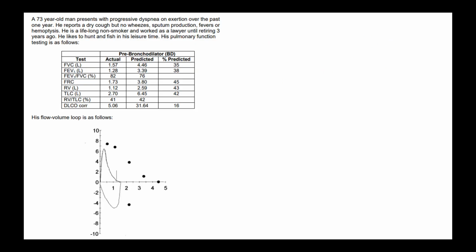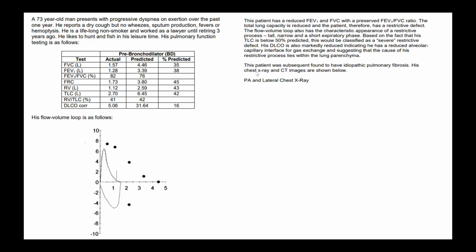Restrictive, sir. Purely restrictive. Or restrictive as well as obstructive, mixed? Because the FVC and FEV1 are reduced, but even though they are reduced, the FEV1/FVC ratio is normal. So this is more of a restrictive pattern. Even though FEV1 and FVC are reduced, this ratio is maintained. It is a purely restrictive disease.